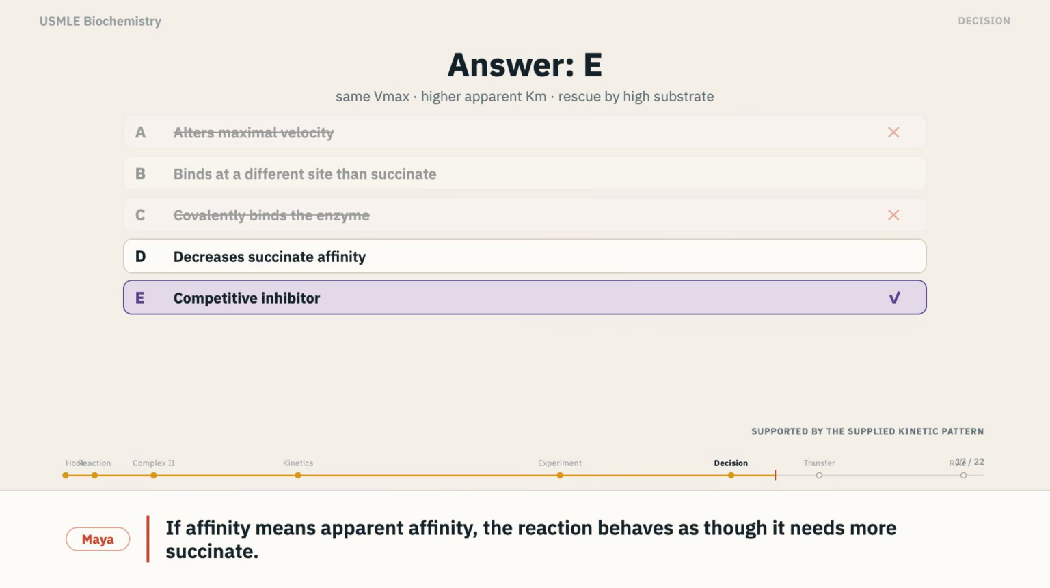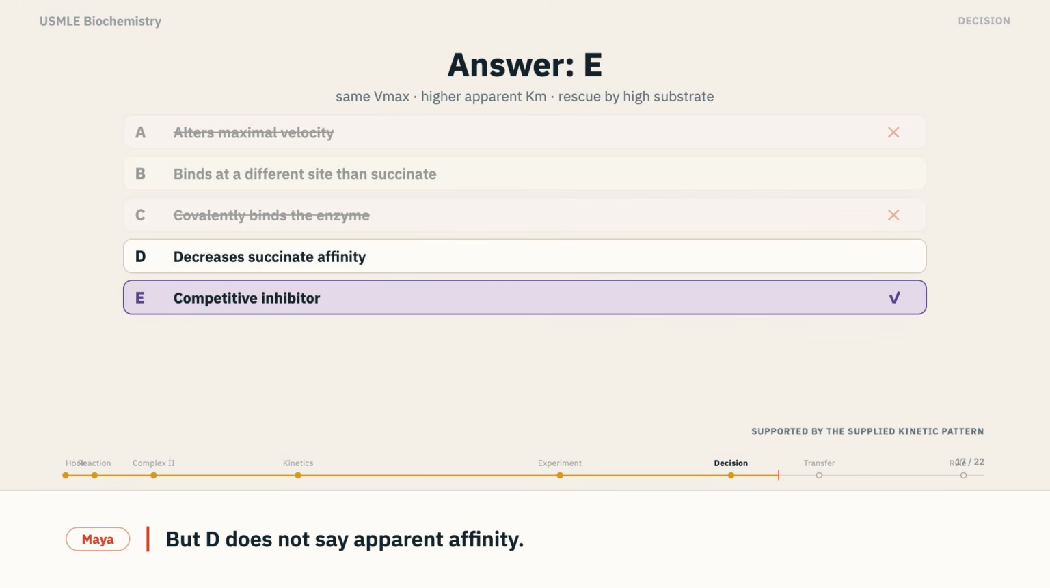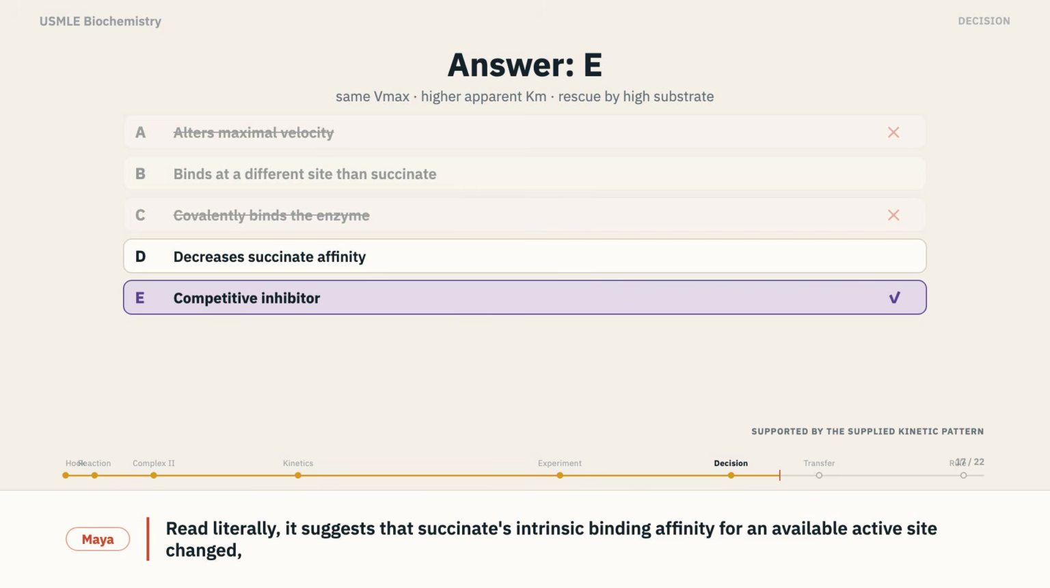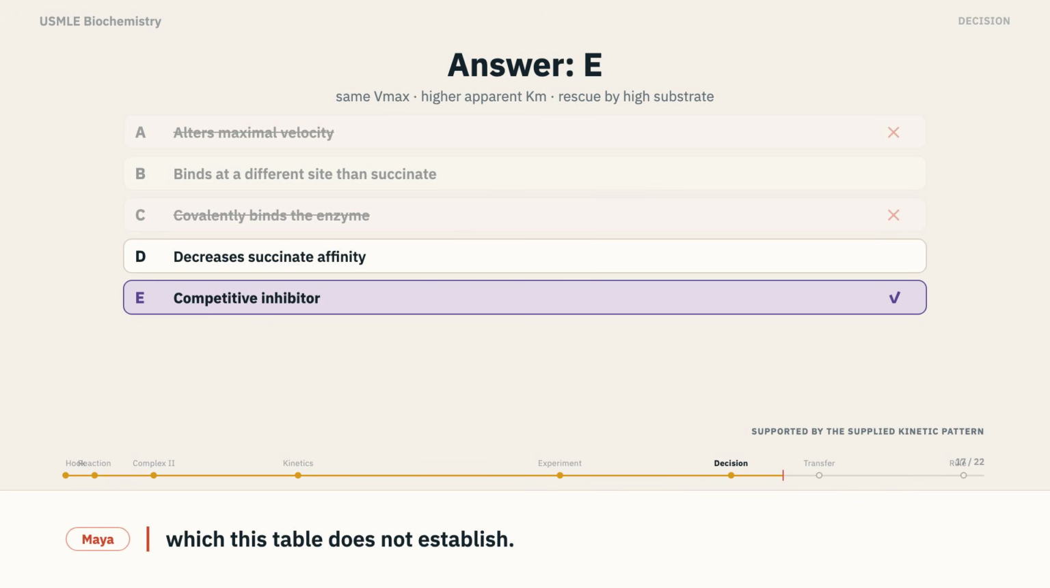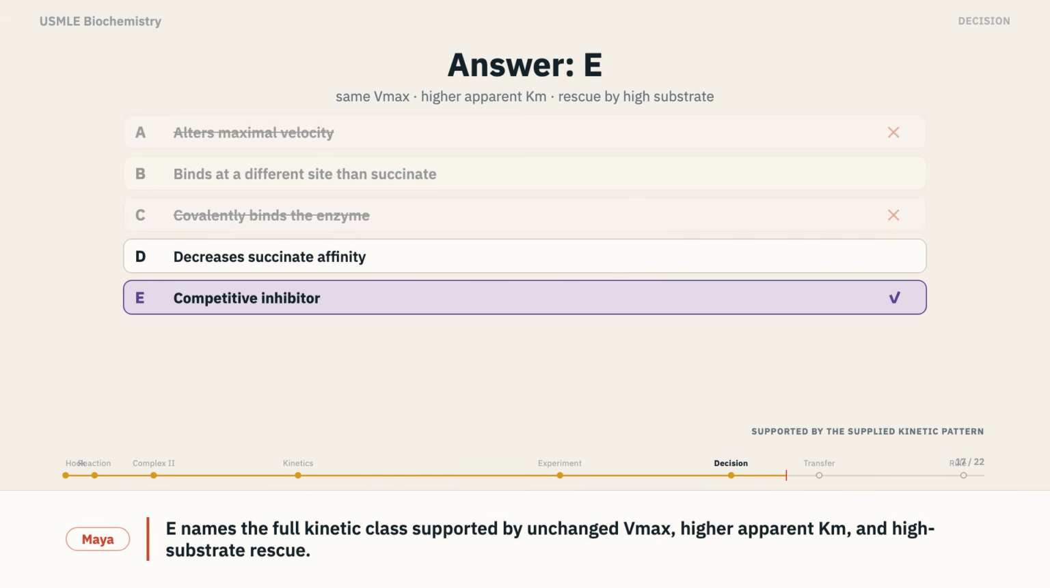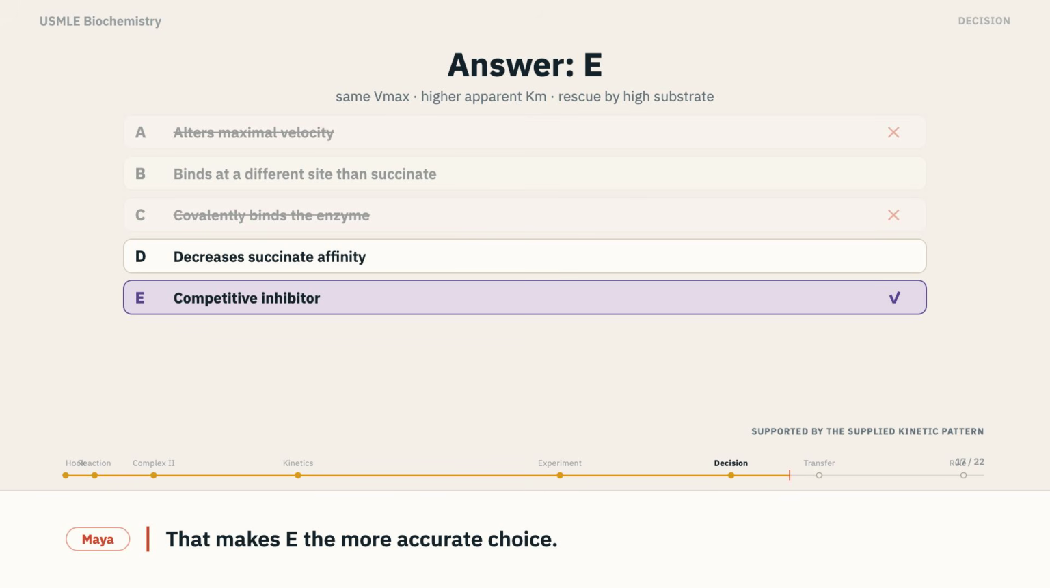If affinity means apparent affinity, the reaction behaves as though it needs more succinate. But D does not say apparent affinity. Read literally, it suggests that succinate's intrinsic binding affinity for an available active site changed, which this table does not establish. D also names only one effect. E names the full kinetic class supported by unchanged Vmax, higher apparent Km, and high substrate rescue. That makes E the more accurate choice.